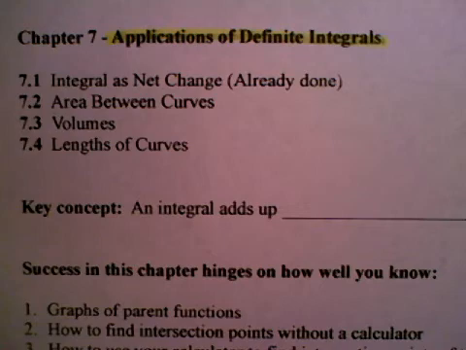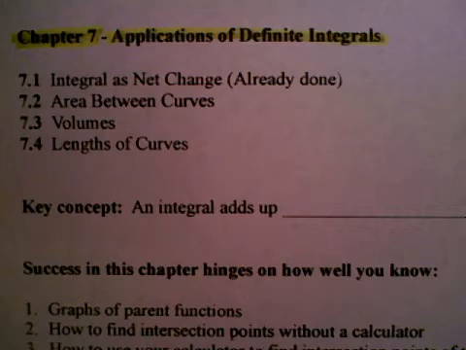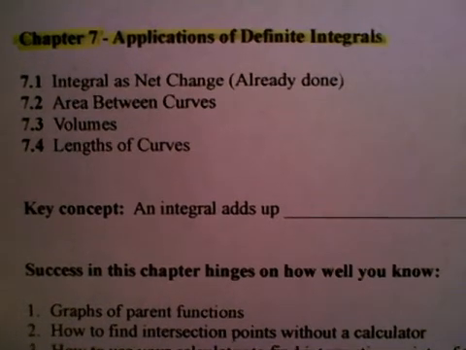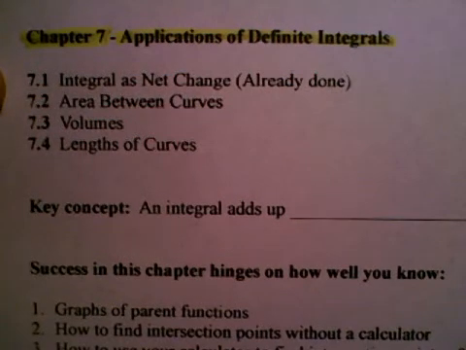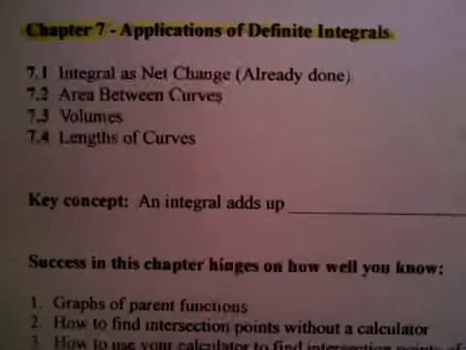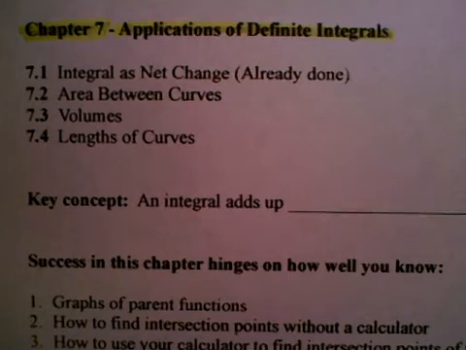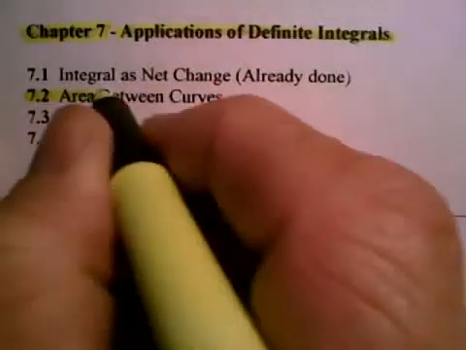Here we are in Chapter 7, Applications of definite integrals. So we've been dealing with integration and finding integrals. Just so you can see the outline here for Chapter 7: 7.1, integral is net change. We've already done that, so we're not going to take any more time right now, but we will review those kinds of problems when we get ready to take the AP exam in April. Anyway, we're going to start with section 7.2, area between curves. So that's what we're going to do right now.